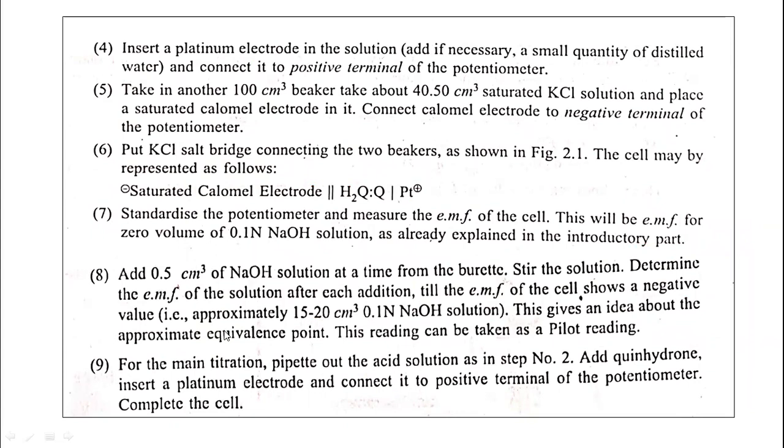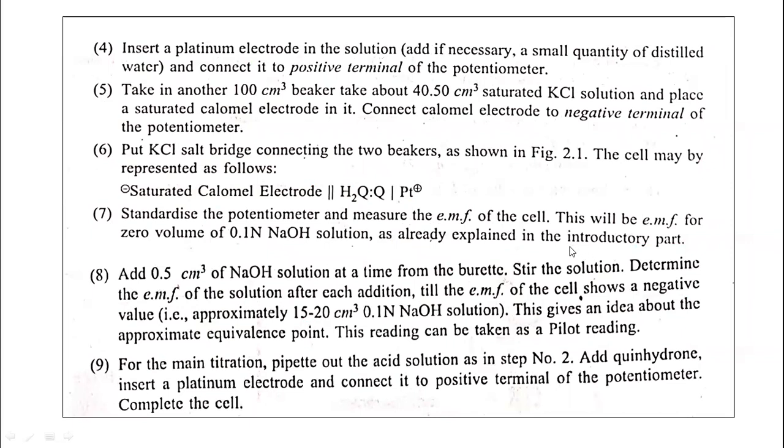Take another 100 ml beaker, and in that beaker take the saturated KCl solution and dip the calomel electrode into that. Connect the calomel electrode to the negative terminal. Then in those two beakers put the potassium chloride salt bridge. So this is the cell represented in this way: calomel electrode, quinhydrone electrode. Then we have to standardize the potentiometer, and we can measure the EMF of the cell.